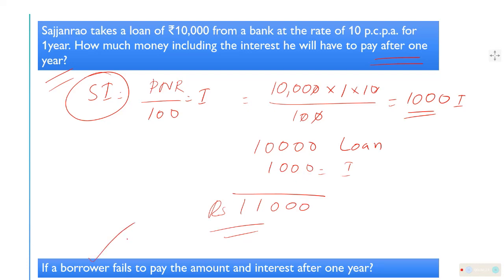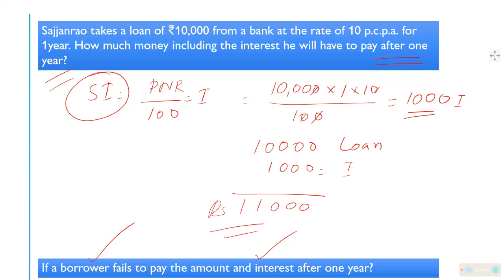Suppose that here the borrower is Sajjan Rao. He is not paying the amount and interest after 1 year. After one year he did not give the money, he did not give the interest either. So how will the bank calculate how much Sajjan Rao will have to pay? He did not pay a single rupee back to the bank. So naturally the bank has to keep on calculating. The day Sajjan Rao comes to the bank, otherwise the bank will go to Sajjan Rao to meet him and say, you have not paid for 3 years, you have not paid for 4 years, so your amount has become more, 11,000 will not do. So how does the bank calculate that? That is one concept of adding interest.